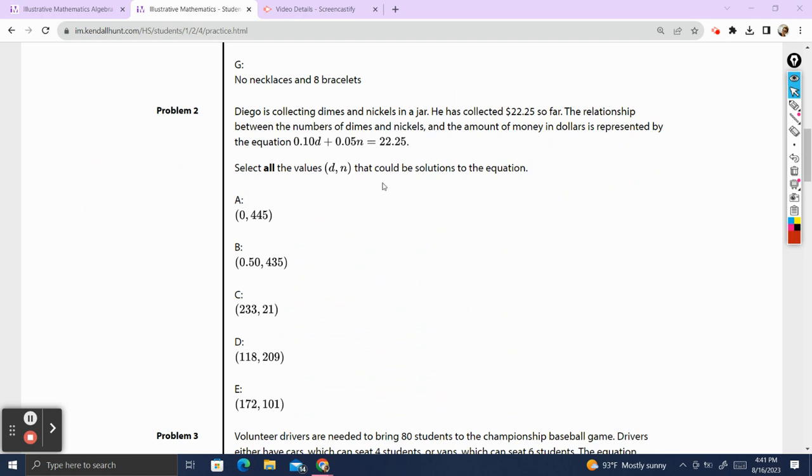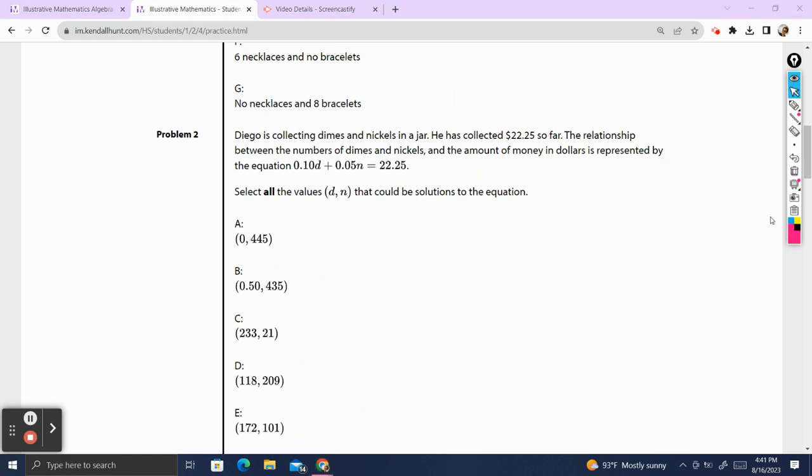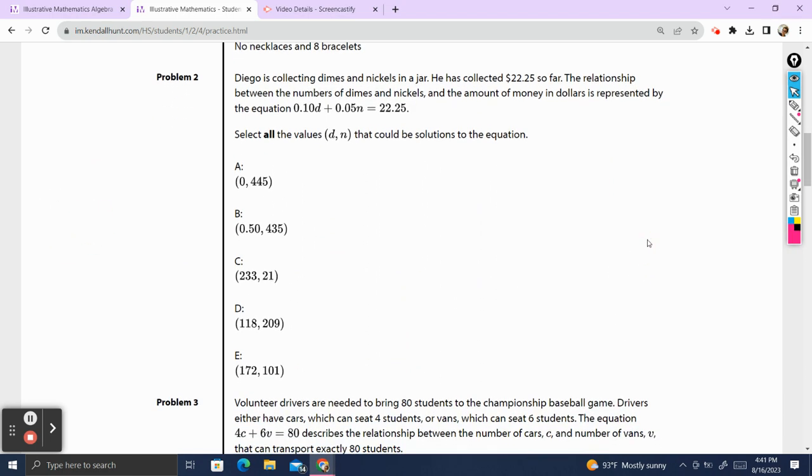So when we have parentheses like this, they usually represent, oops, my pencil's not working.